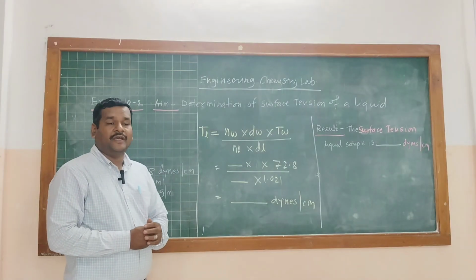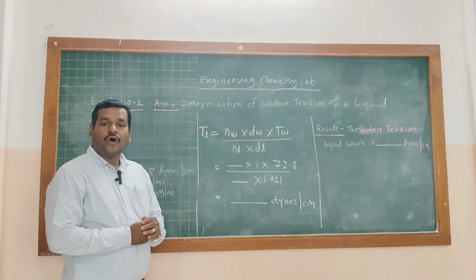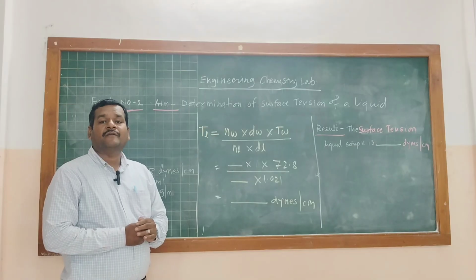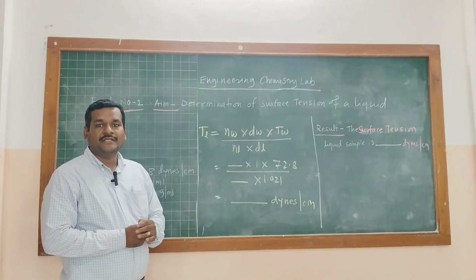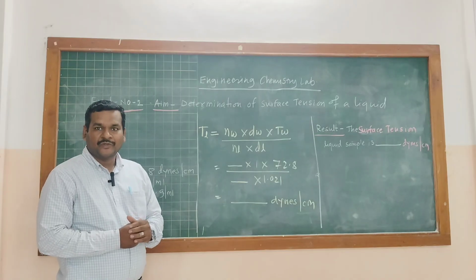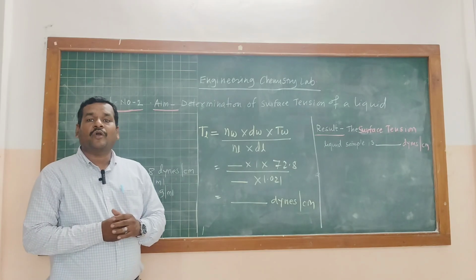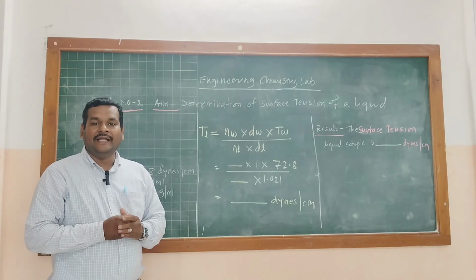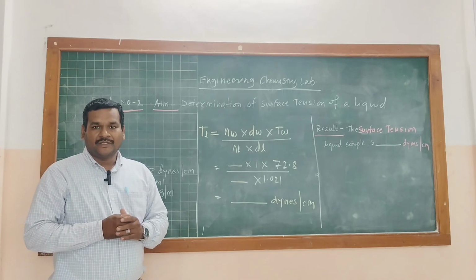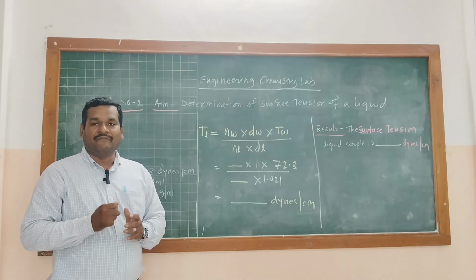Hello everyone, today we are going to see the determination of surface tension of a liquid sample. The method we are going to use for the determination of surface tension is the drop number method. In this method, we have to measure the number of drops formed in a certain volume of water and liquid. By measuring the number of drops, we can calculate the surface tension of a liquid.